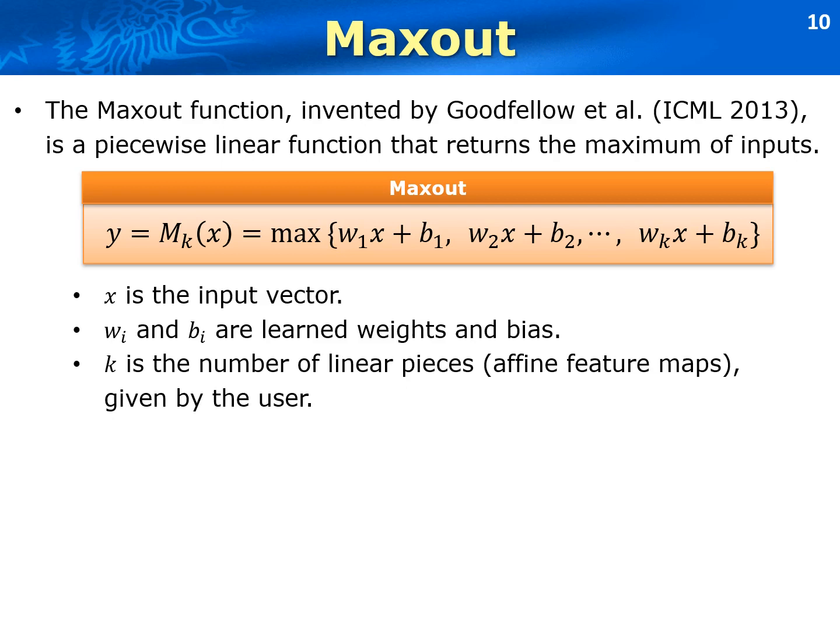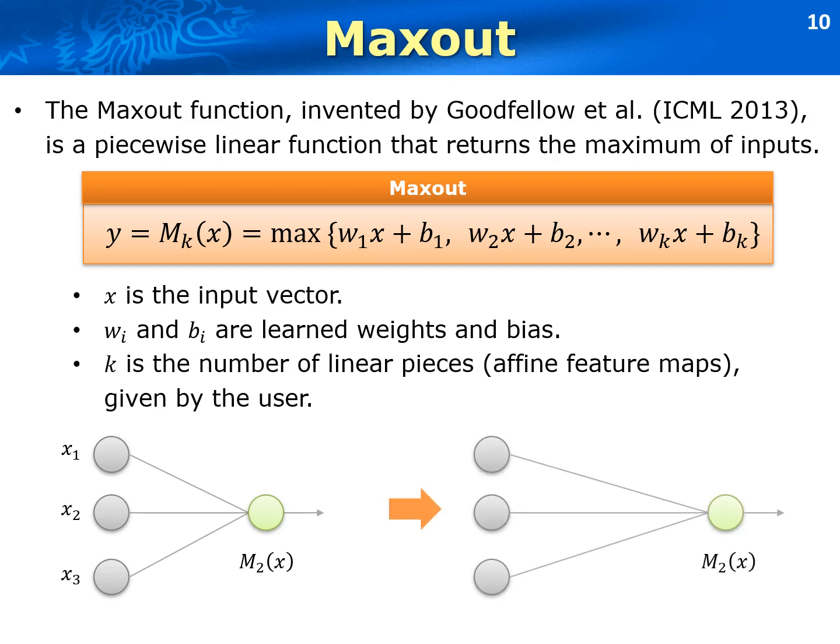Let's take an example. Suppose we have three input numbers, x1, x2, and x3, denoted as three gray nodes, which makes a column vector x. The green node has a maxout activation function. Suppose the given k is 2, meaning that users would like to use the maxout function consisting of two piecewise linear functions to return the maximal value of the inputs.